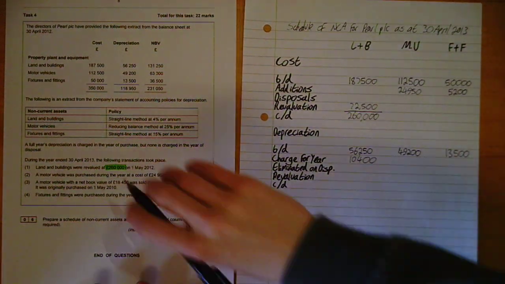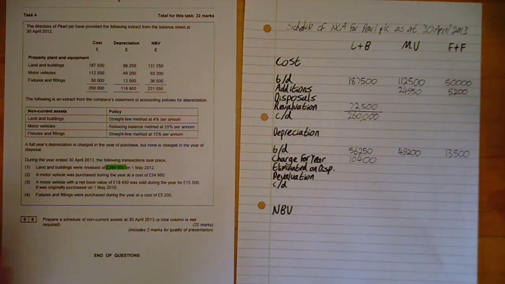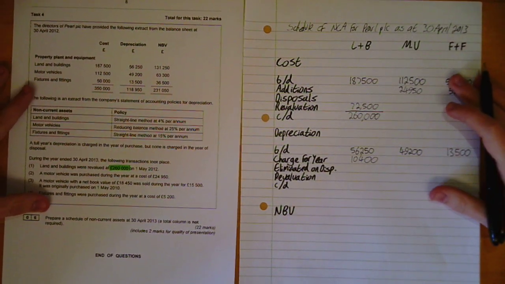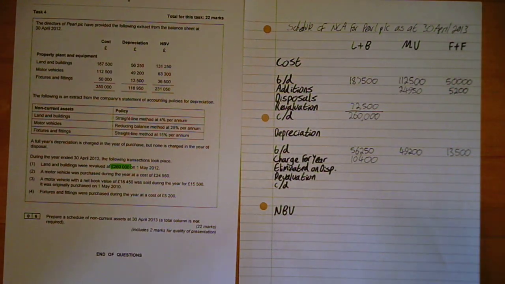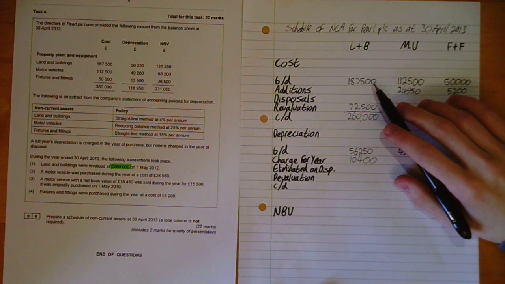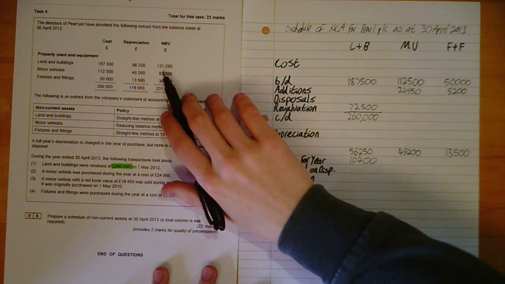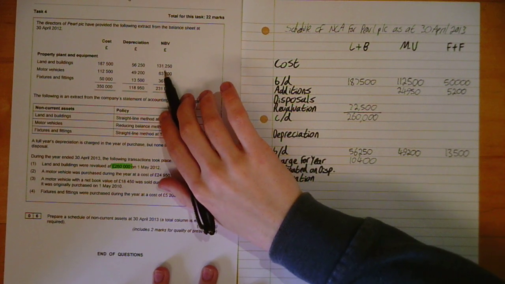Now, as I said before, we've not eliminated any on disposal, we've not sold anything, so we can't have any eliminations on disposal. So revaluation though. We were previously worth 131,250.